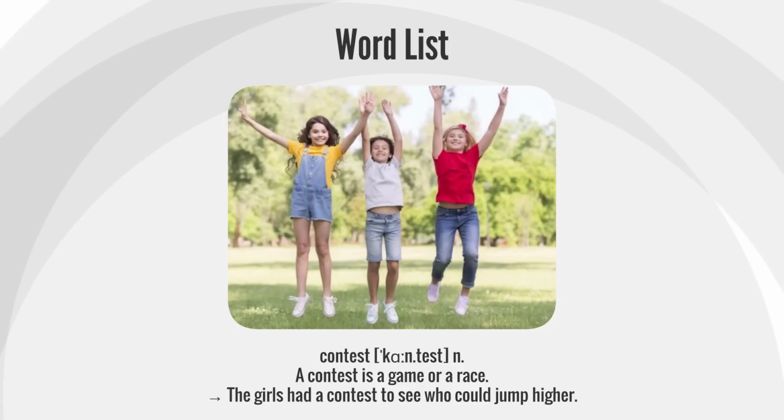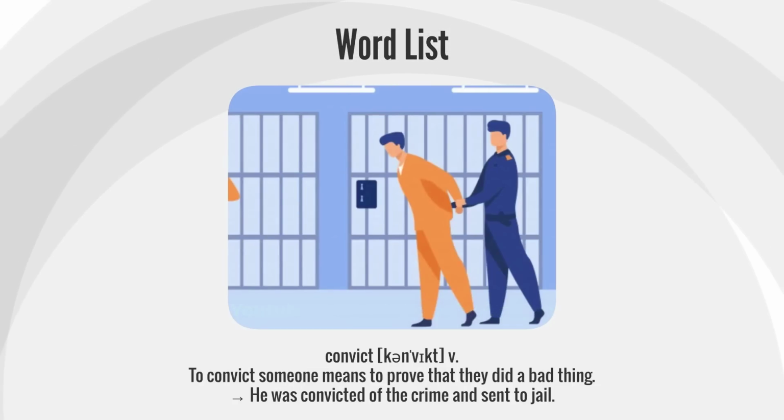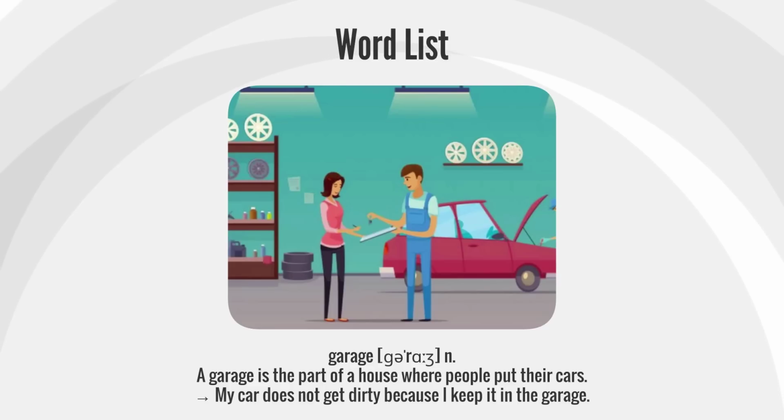Contest. A contest is a game or a race. The girls had a contest to see who could jump higher. Convict. To convict someone means to prove that they did a bad thing. He was convicted of the crime and sent to jail. Garage. A garage is the part of a house where people put their cars. My car does not get dirty because I keep it in the garage.